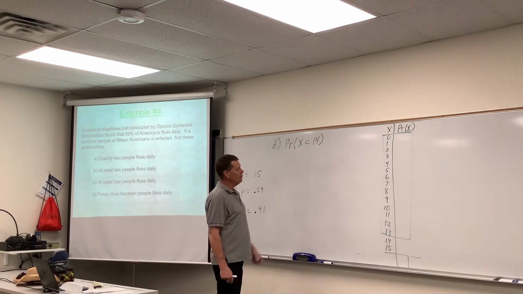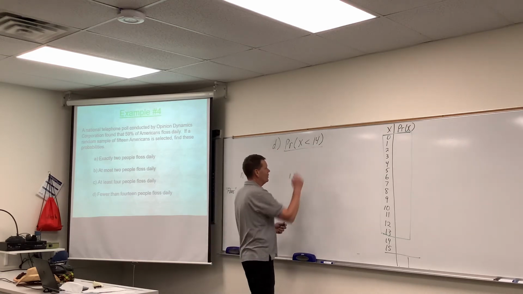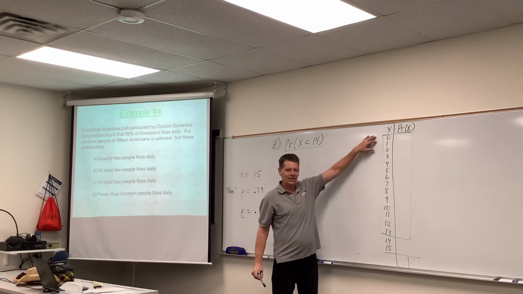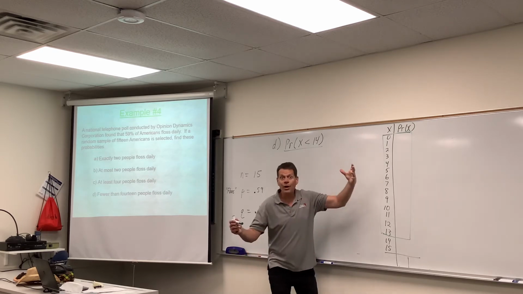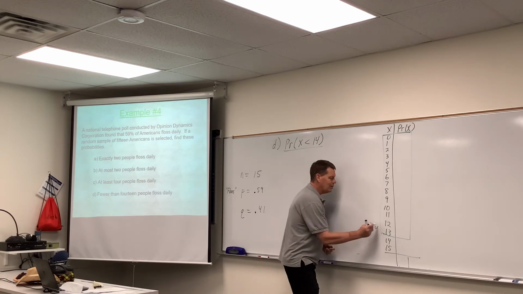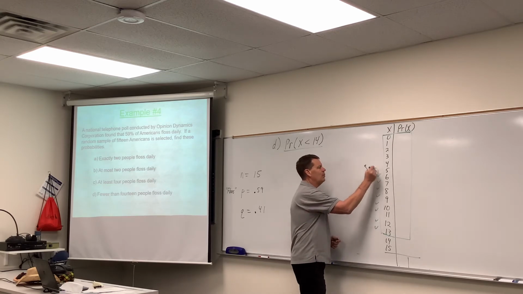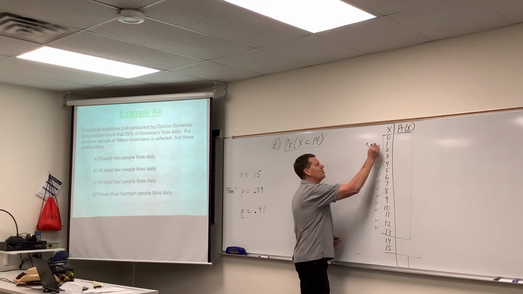All right, so fewer than 14. Now let's look at it. Here's the question that was given to us: fewer than 14. Isn't that all the numbers from 13 all the way down to 0? Math party, could you set up the probabilities for every number from 13 all the way down to 0 and add them up? Yes, you could do that.